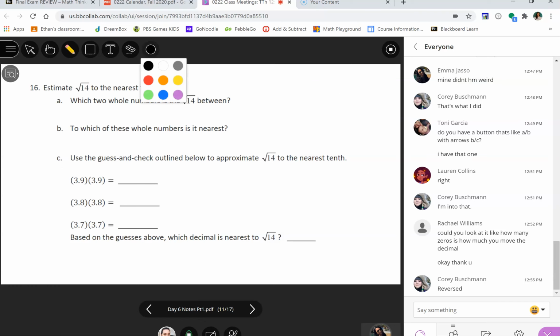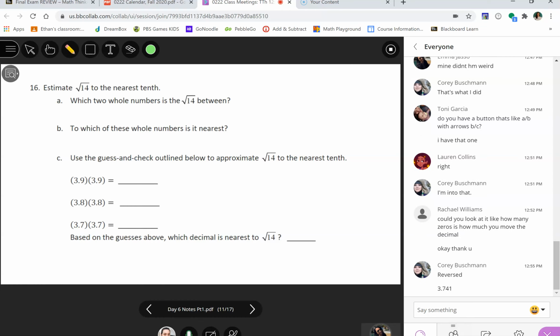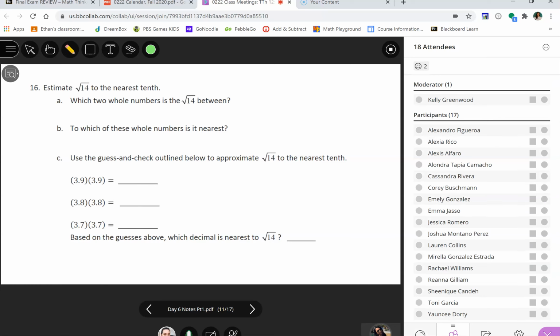Okay, here we go. Square roots. All you have to know about a square root is that it's a button on your calculator somewhere. So, the square root button. Give me a thumbs up or a happy face if you know where your square root button is on the calculator.